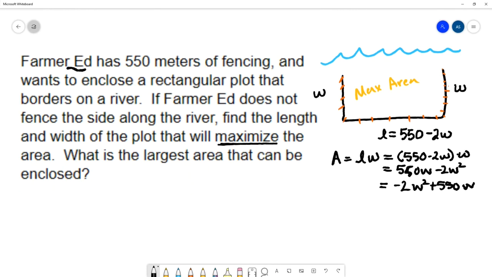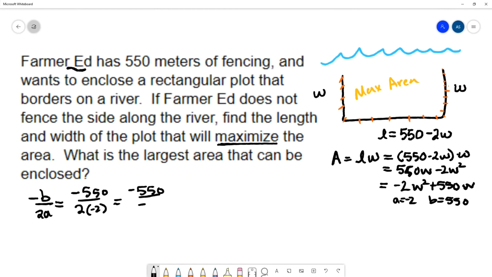So since we're trying to find the maximum area, and this is a quadratic, I know that the maximum area is going to occur at the vertex. So I'm going to use the vertex formula, negative b over 2a, and a is negative 2 and b is 550. That's negative 550 over 2 times negative 2. So 550 times negative 550 divided by negative 4. Let's see, that works out to be... Sorry, I'm having trouble doing math in my head. Works out to be 13.75.